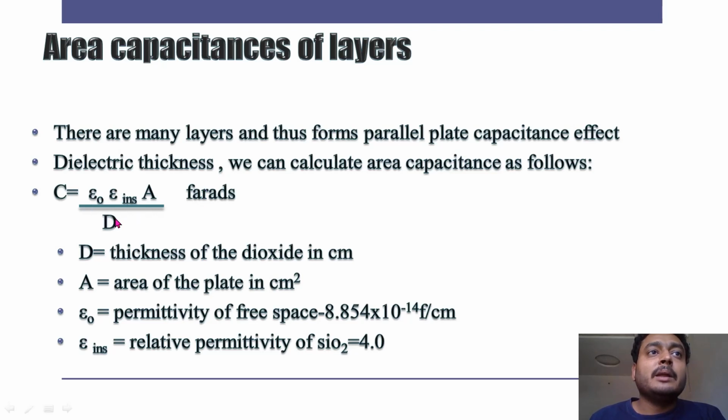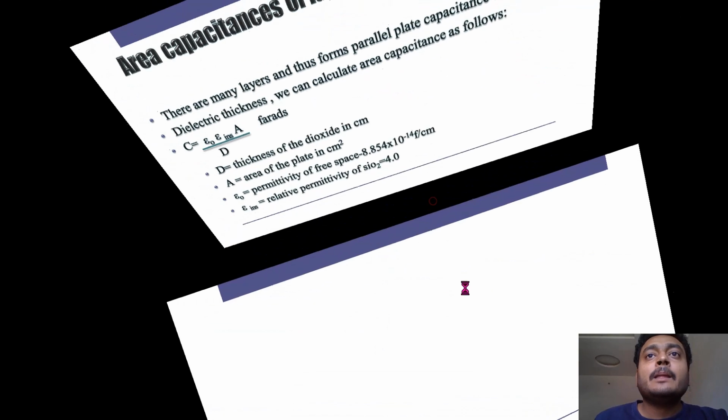Epsilon is the permittivity, where epsilon is equal to epsilon naught into epsilon of the insulator. Epsilon naught is the permittivity of free space, and epsilon of insulator is whichever insulator you are using, in this case silicon dioxide, so I have to take the silicon dioxide permittivity. A is the area of the parallel plate capacitor, and D is the distance between the two parallel plates, or the thickness of the silicon dioxide. This is how we calculate the capacitance here.